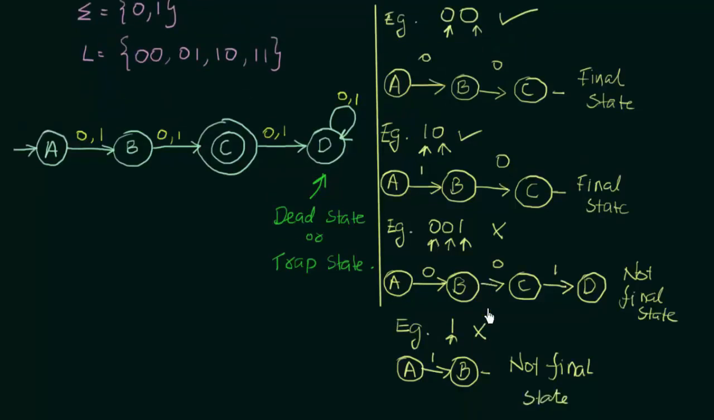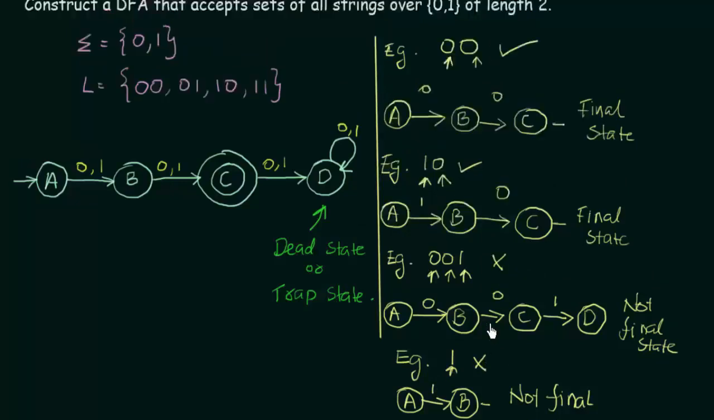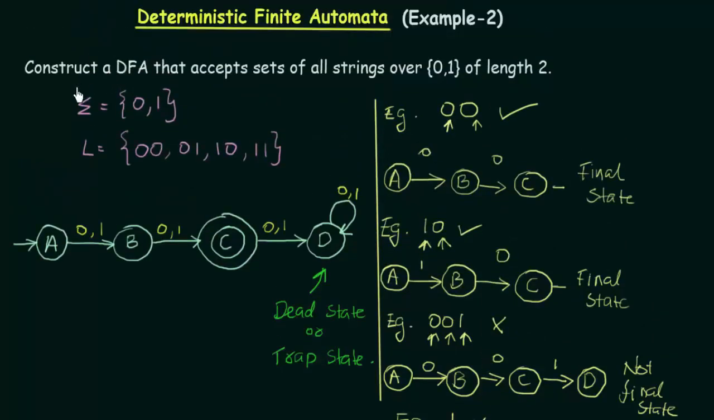So we see that whenever our string was of length 2, like here 0 0 and 1 0, it was accepted. And whenever it was of length other than 2, for example here it was 3, it was rejected. Here it was just 1, it was rejected. So we have successfully constructed a DFA that accepts all strings over 0, 1 of length 2.